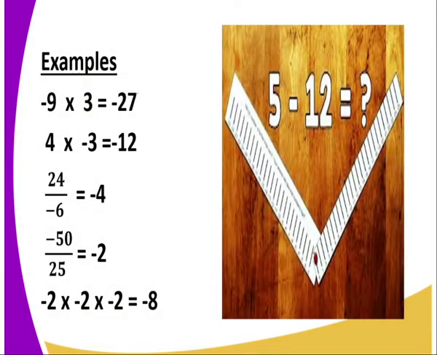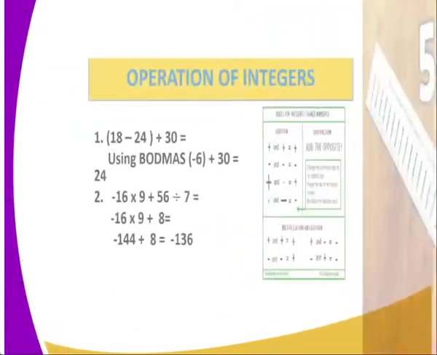We can look at examples. If you are required to multiply negative 9 by 3, we get negative 27, because a negative times a positive gives a negative. We can have 4 times negative 3, the result is negative 12. Multiplying a positive by a negative gives a negative. We can also have division: 24 divided by negative 6, the answer is negative 4. A positive divided by a negative gives a negative integer. You can have negative 50 divided by 25 to get negative 2, because a negative divided by a positive gives a negative integer.